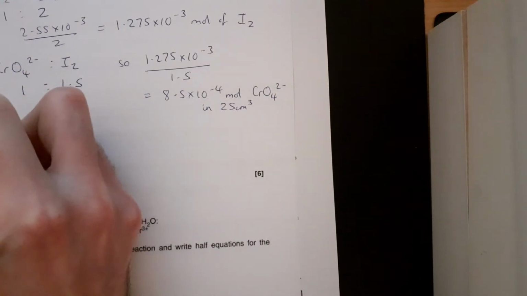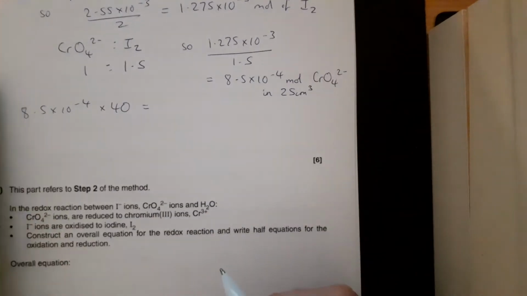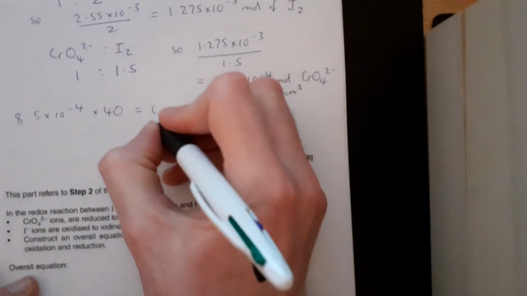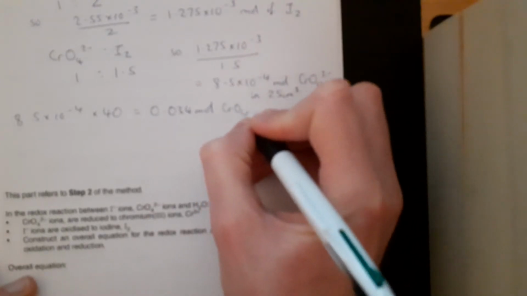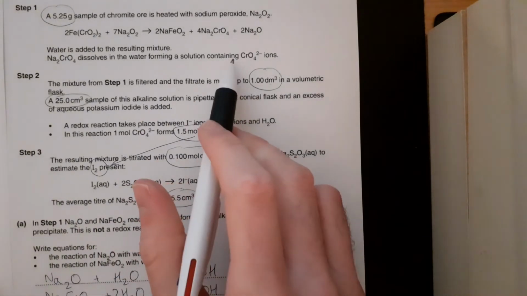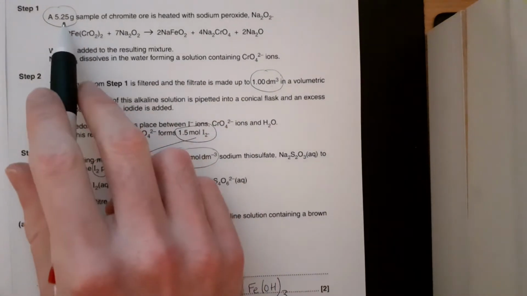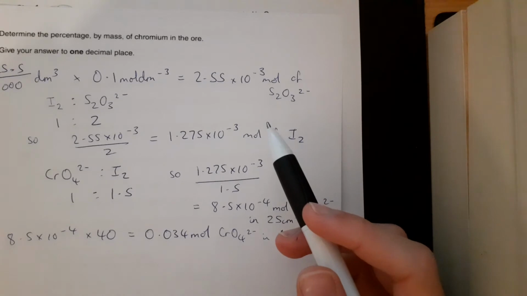So 8.5 times 10 to the minus 4 times 40 is going to give us 0.034. Okay, so 0.034 moles of this chromium in the 1 decimeter cubed. Right, where are we? We're here. So now we're going to end up using the mass. What are we trying to calculate? We're trying to calculate the percentage by mass of chromium.